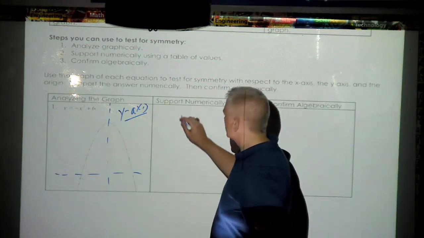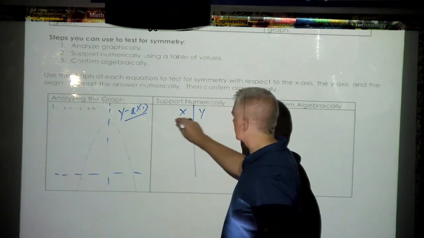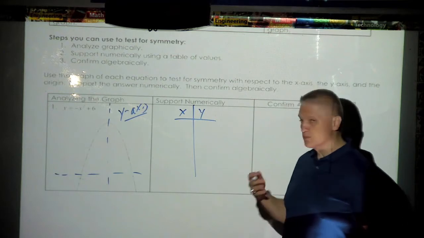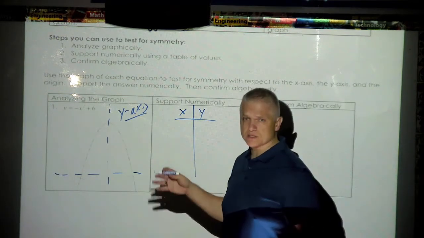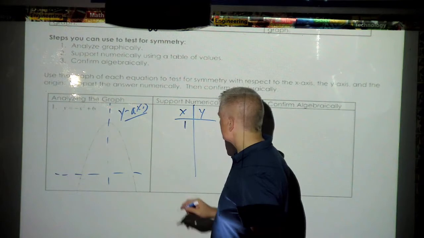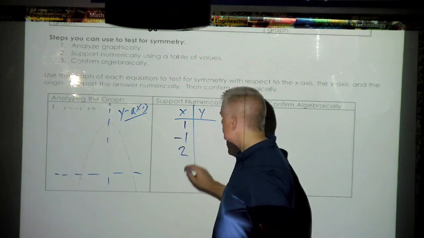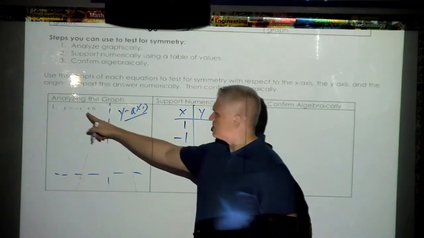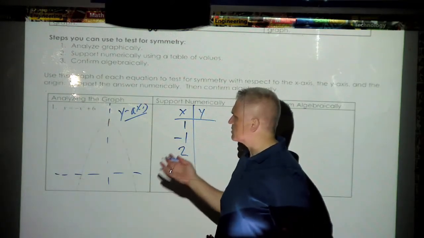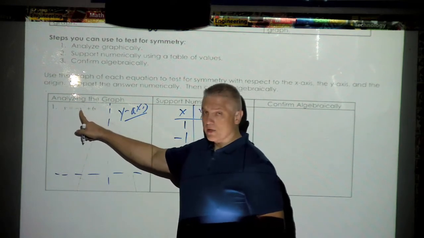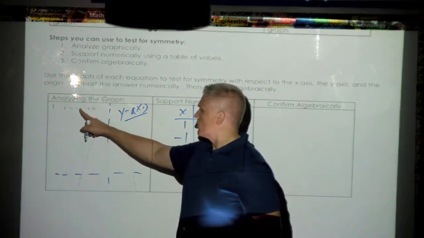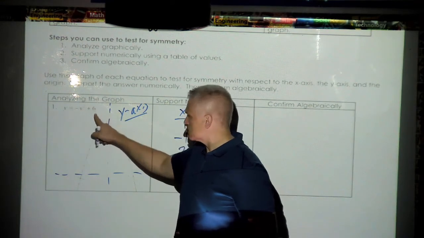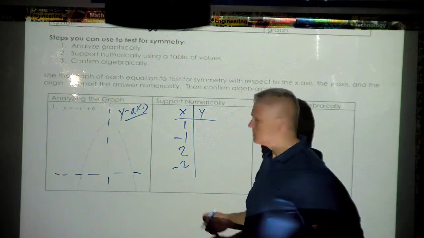Numerically, do a little table. In order to do this properly and to prove it, you're going to need some opposites. So let's go with 1 and negative 1, 2 and negative 2, at least that much. So if I substitute 1 in for x, it's negative x squared plus 6. Remember, you have to do PEMDAS. So the exponent, 1 squared times negative 1 is negative 1, plus 6. Negative 1 plus 6 is 5.